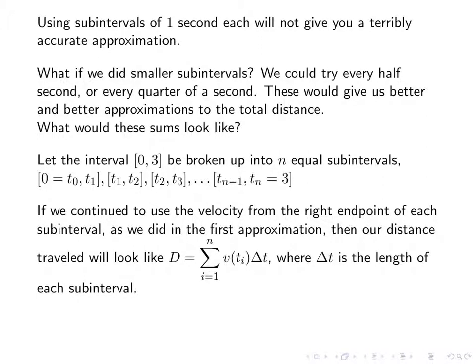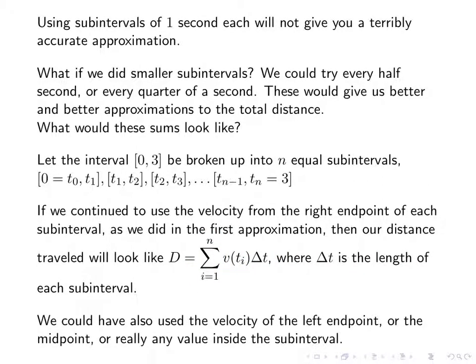So our sum is going to look like, again, the sum of products, velocity times time. So we've got here the distance equals the summation. If you haven't seen that before, the capital sigma means the sum of. It means we're going to start at i equals 1, and we're going to end at i equals n. And what we're going to sum is the velocity at t sub i, so again, the right endpoint from t sub i minus 1 to t sub i. So here's our velocity. And then we're going to multiply it by delta t, where delta t is the length of each subinterval. So again, velocity times time is the distance. Delta t is the way we write the length of the subinterval. We also could have used the velocity at the left endpoint, so v of t sub i minus 1, or the midpoint of our subintervals, or really any value inside the subinterval. It's not going to matter, and we'll see why in a little bit.